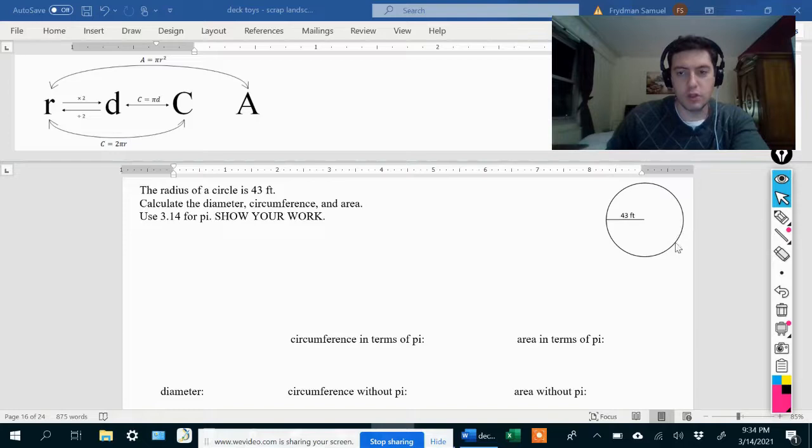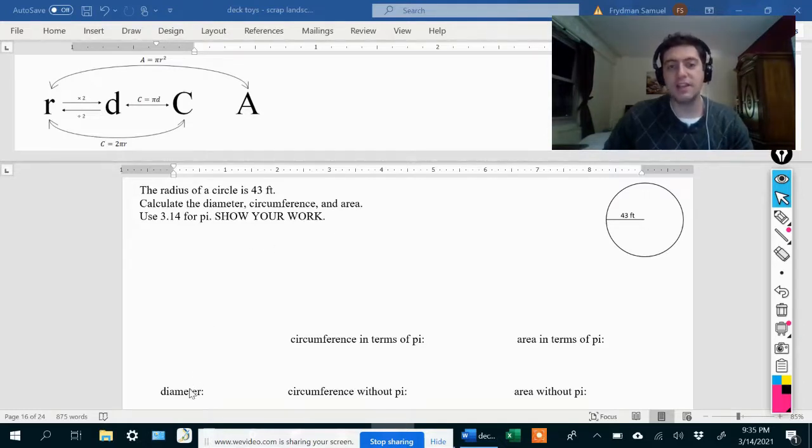So here I drew a little circle and you can see the radius is labeled as being 43 feet long. Calculate the diameter, circumference, and area. And we will be using 3.14 for pi, 3.14 being an approximation for pi. And we're going to have to show our work. Okay, so we know that the radius is 43 feet long.